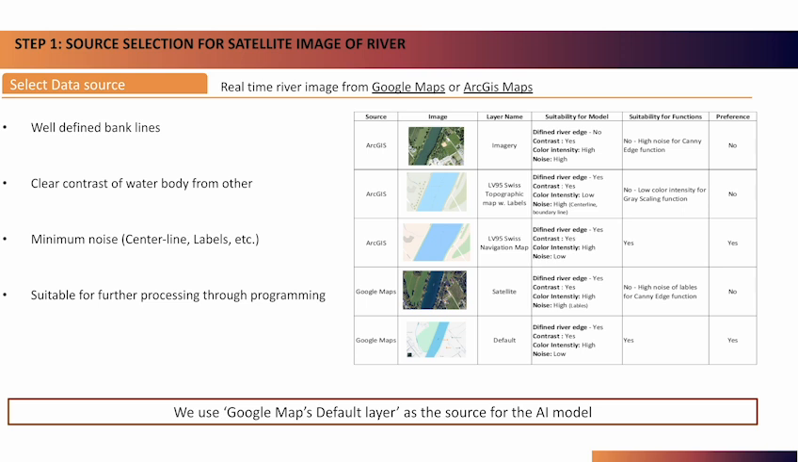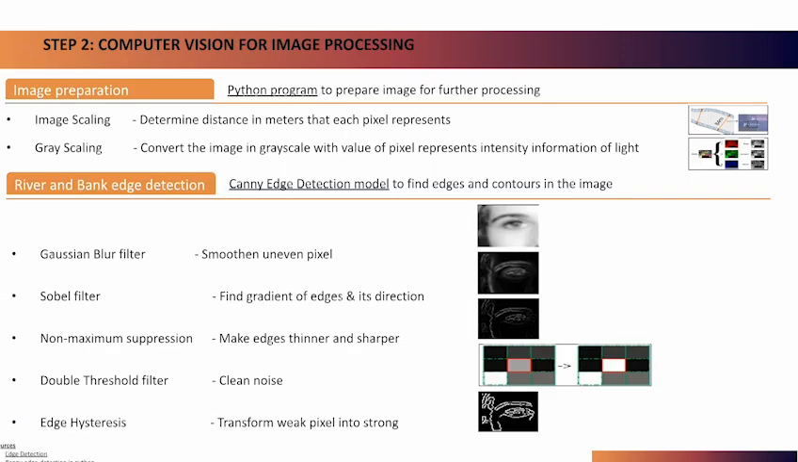Step 1 is source selection, where we explored various layers of ArcGIS maps and Google Maps to find the image with well-defined bank lines, clear contrast, and minimum noise. We finally settled for a default layer of Google Maps as our source. In the next step, we used computer vision to find river edge and bank lines by first converting it into grayscale, and then applying the Canny edge detection algorithm, which includes Gaussian blur filter, Sobel filter, and edge hysteresis.